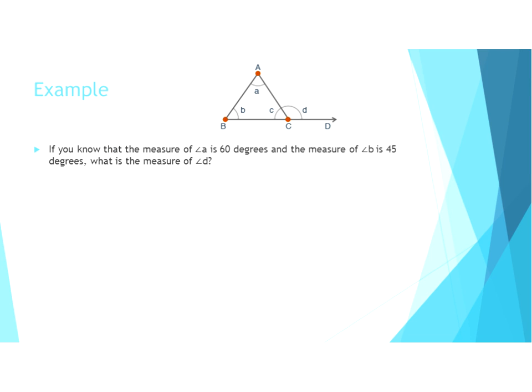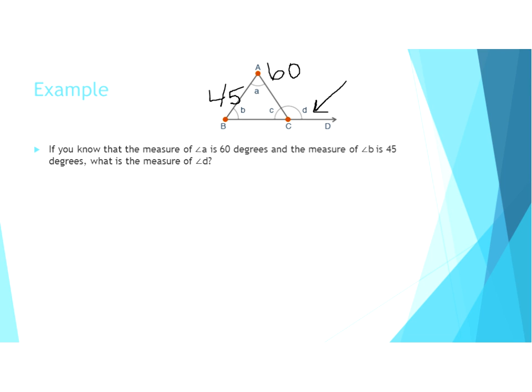Here's another example. If you know that the measure of angle A is 60 degrees and the measure of angle B is 45 degrees, what is the measure of angle D? There's a couple of ways to do this. You know that A, right here, is 60. You know that B is 45, right here. So we want to know D.